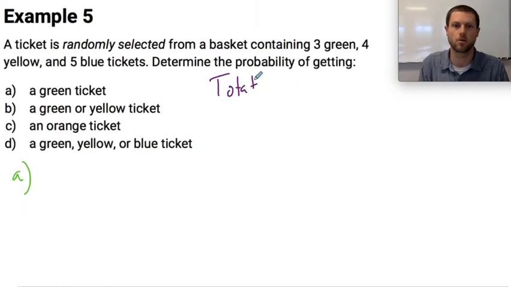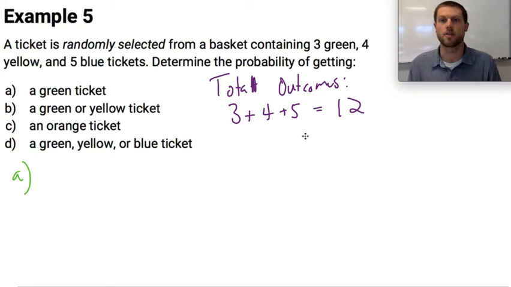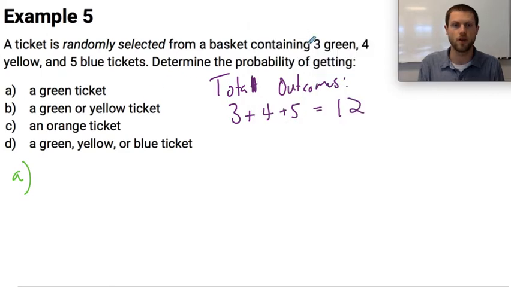So total outcomes is going to be, there's 3 plus 4 plus 5 tickets, and that's equal to 12. So there are 12 total outcomes. That means that the denominator of all of these probabilities should be 12. So to pull a green ticket out, there are 3 green tickets out of 12, and that's going to reduce down to 1/4 of a chance.